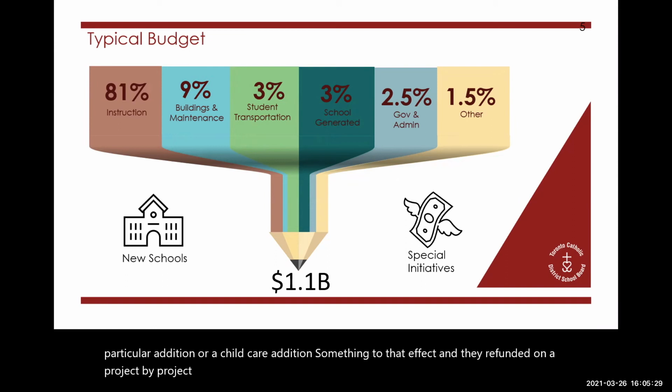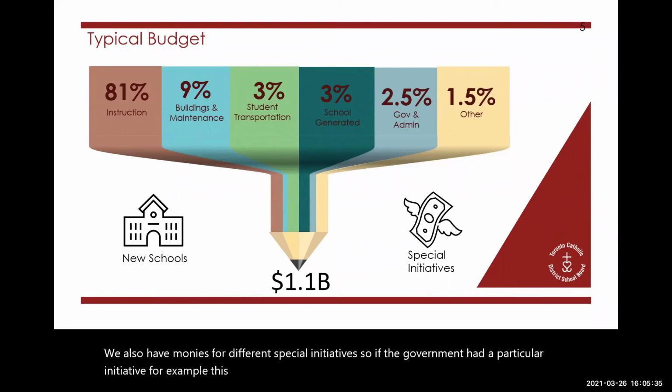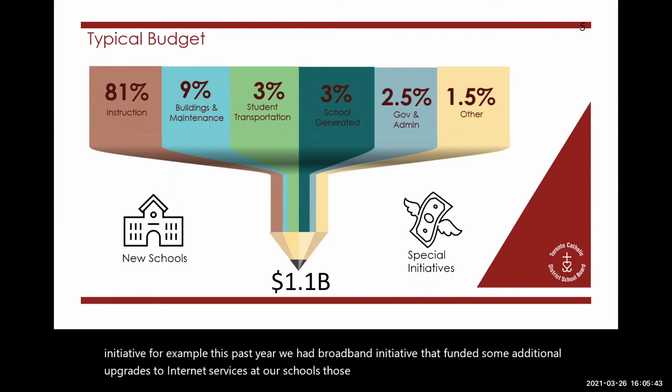We also get money for different special initiatives. So if the government had a particular initiative, for example, this past year we had a broadband initiative that funded some additional upgrades to internet services at our schools. Those come as separate one-time project items for special initiatives.